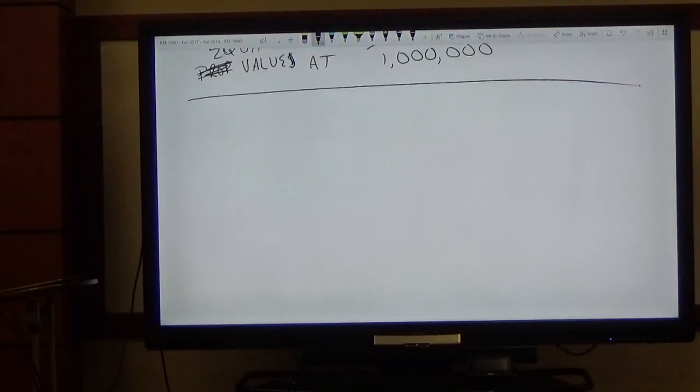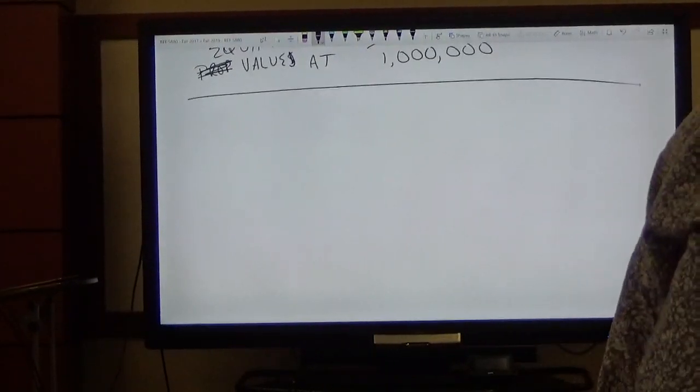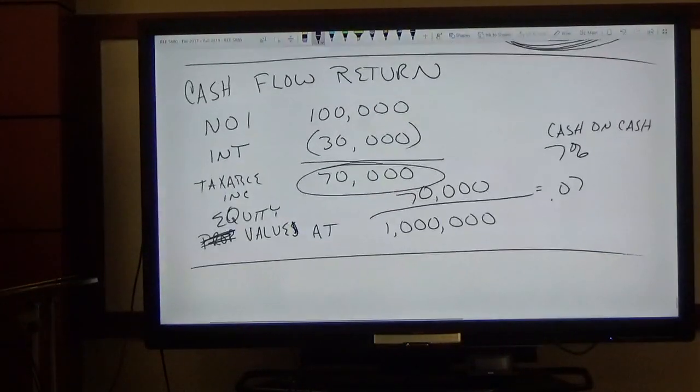So cash on cash is the same thing as return on equity? Well, not completely, because in this case, we, let's just see.